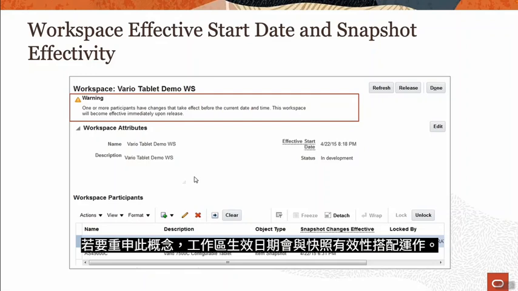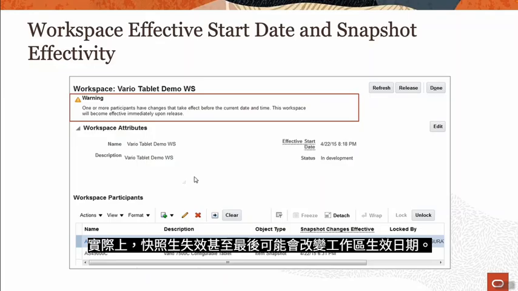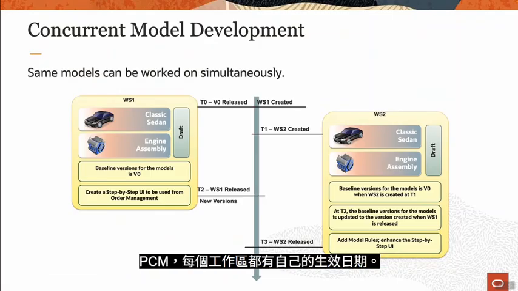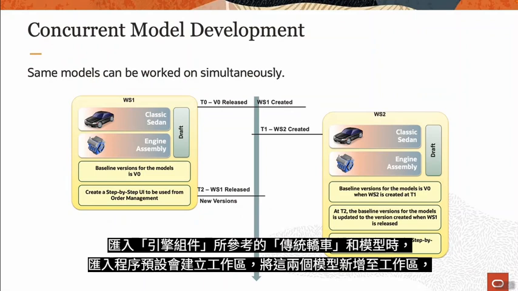Earlier in the lesson, there was a reference to model drafts. Concurrent development is defined as two or more PCMs working on model drafts of the same model in different workspaces, each workspace having its own effective start date. This diagram depicts how this works. When Classic Sedan and the model that is referenced by it, engine assembly, are imported, the import by default adds the two models to the workspace and releases the workspace immediately. Version 0 of each model is created at this time. What this means is that the product hub equivalent of these models are approved for the first time. Any further changes to the model must be done within the workspaces.